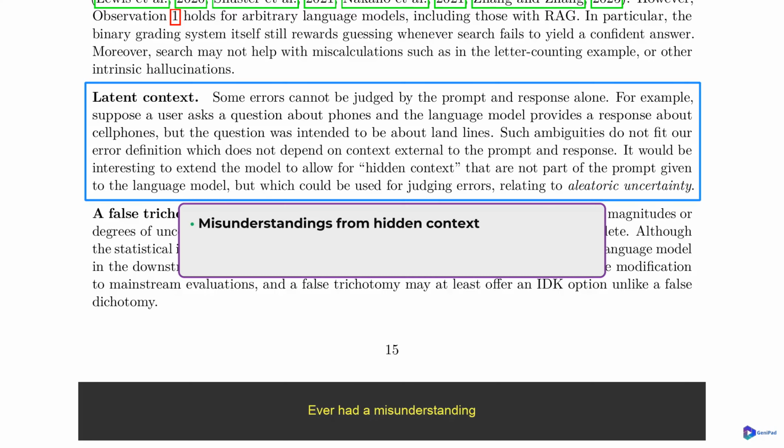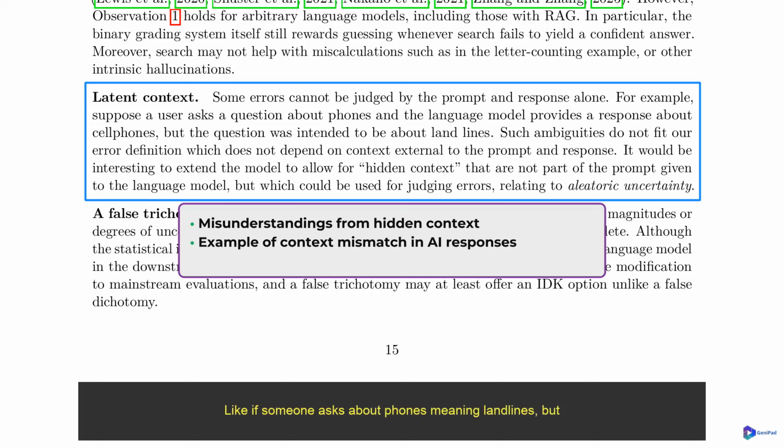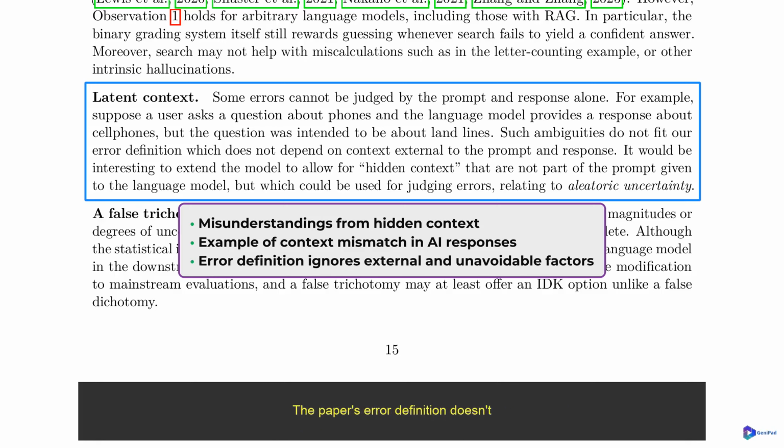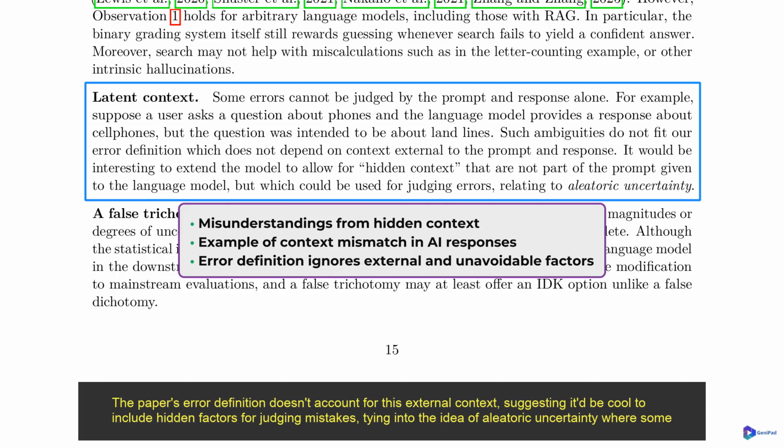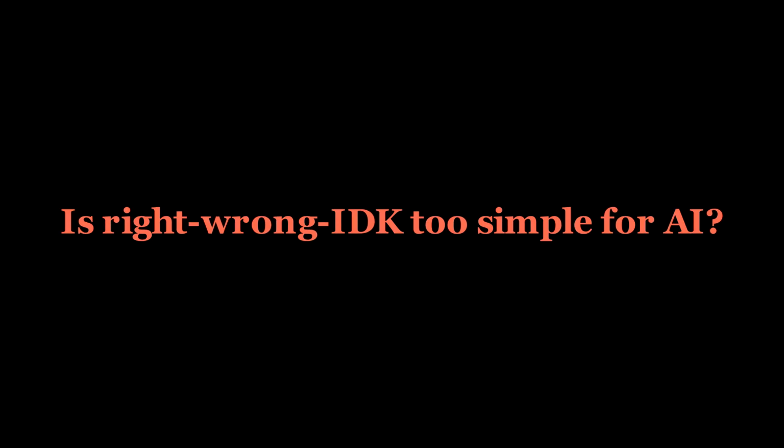Ever had a misunderstanding because of hidden context? Like if someone asks about phones, meaning landlines, but the AI talks about cell phones. The paper's error definition doesn't account for this external context, suggesting it'd be cool to include hidden factors for judging mistakes, tying into the idea of aleatoric uncertainty where some errors are just unavoidable.